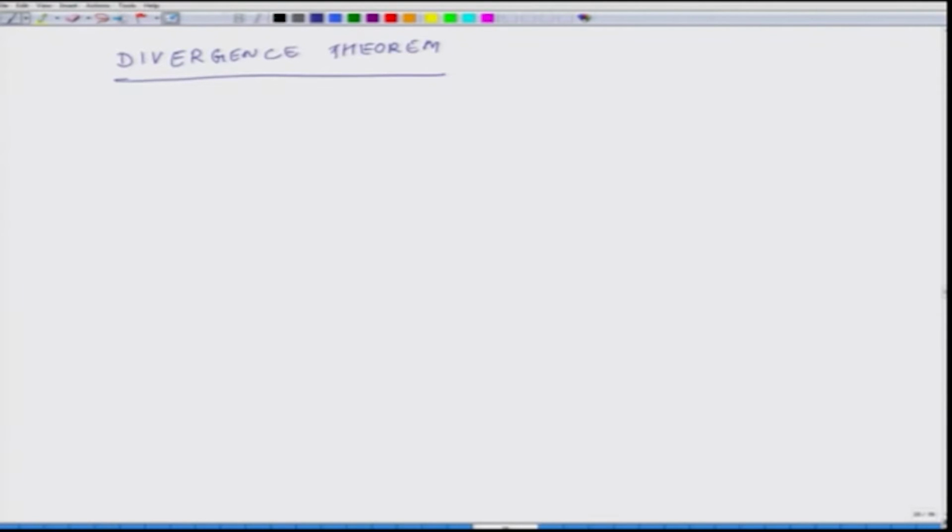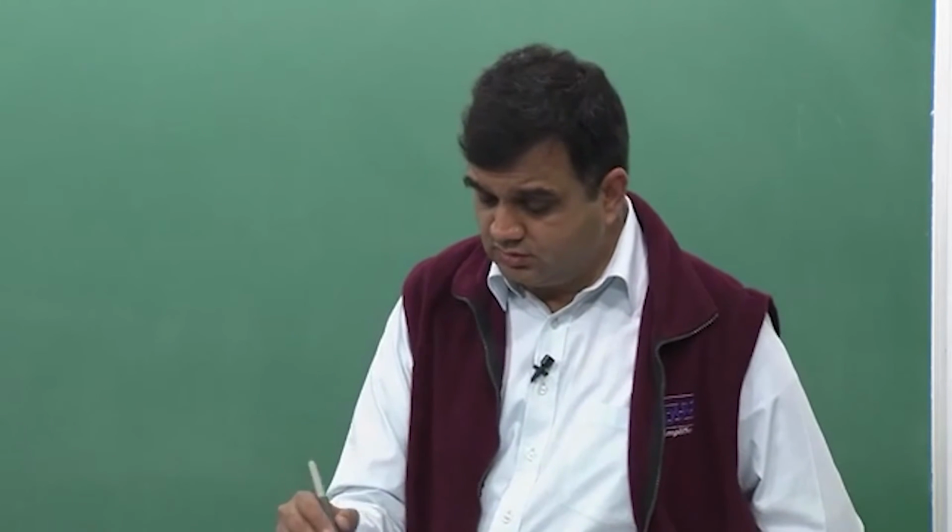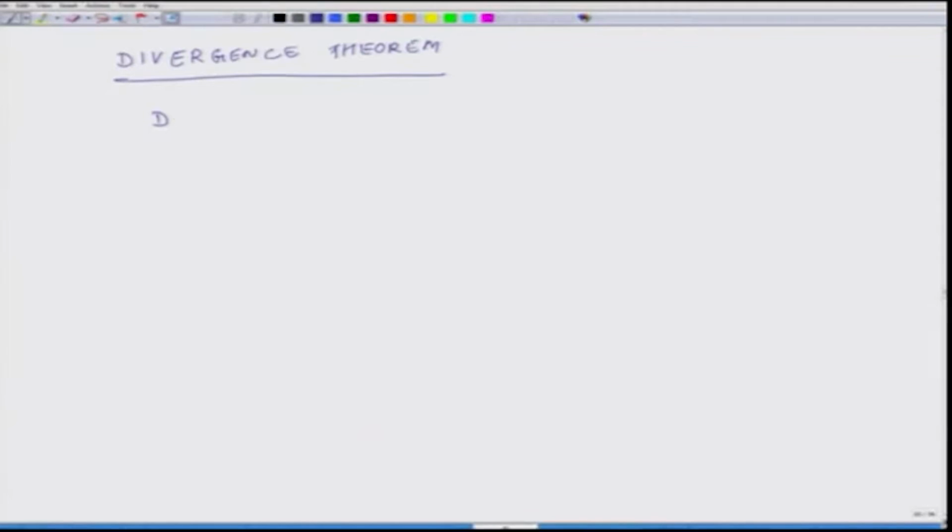So, divergence is conducted in context of vectors. So, the definition is: divergence of a vector G is nothing but the inner product or the dot product of the gradient operator and the vector which we are dealing with.